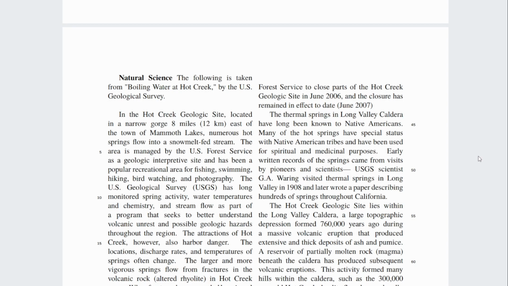The thermal springs in Long Valley caldera have long been known to Native Americans. Many of the hot springs have special status with Native American tribes and have been used for spiritual and medicinal purposes. Early written records of the springs came from visits by pioneers and scientists. USGS scientist G.A. Waring visited the thermal springs in Long Valley in 1908 and later wrote a paper describing hundreds of springs throughout California.